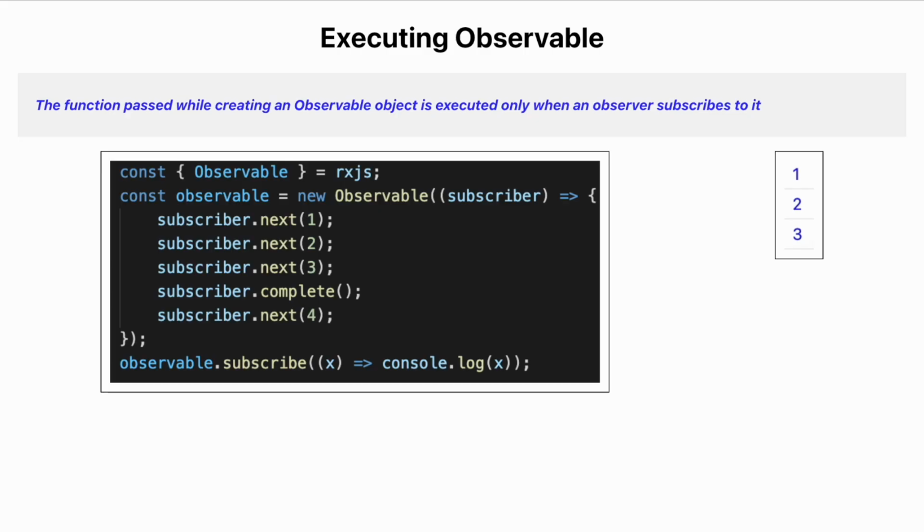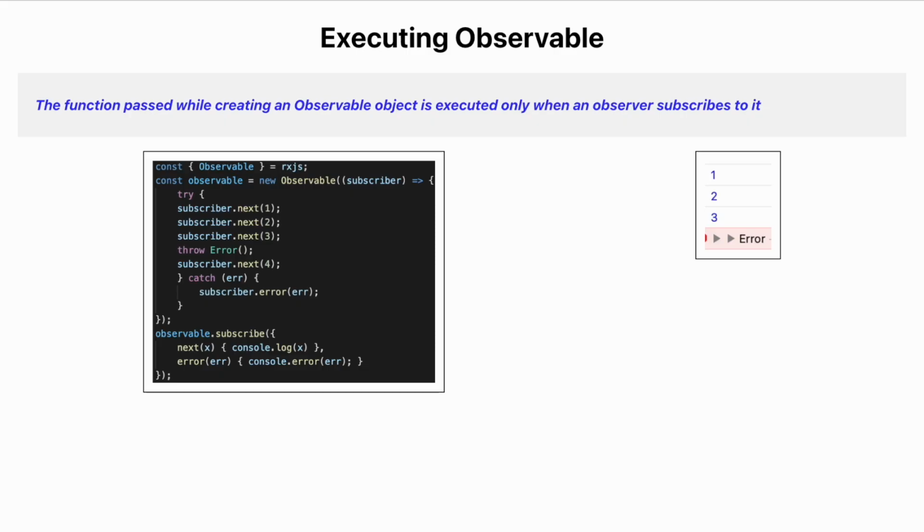If either complete or error is invoked on the subscriber argument, then the next notifications called after are not delivered. For example, here complete is called before calling next with argument 4, so only 1, 2, 3 values are delivered. It is a good idea to wrap any code in subscribe with a try catch block that will deliver an error notification if it catches an exception. For example, the same example is written with try catch.